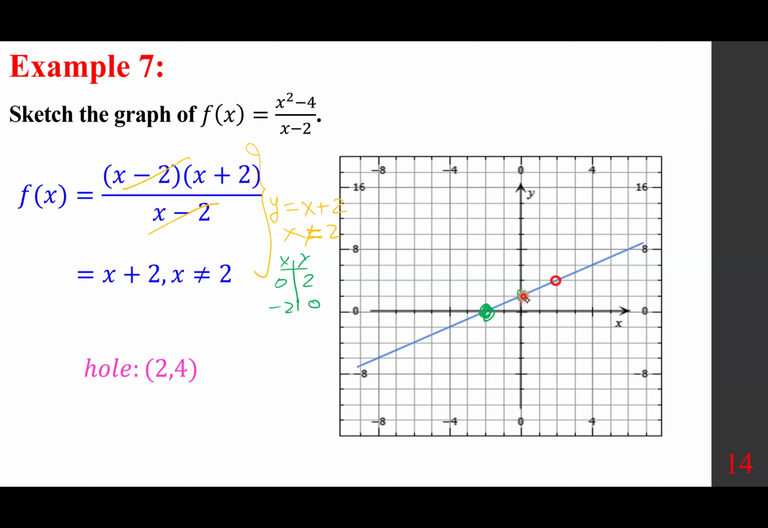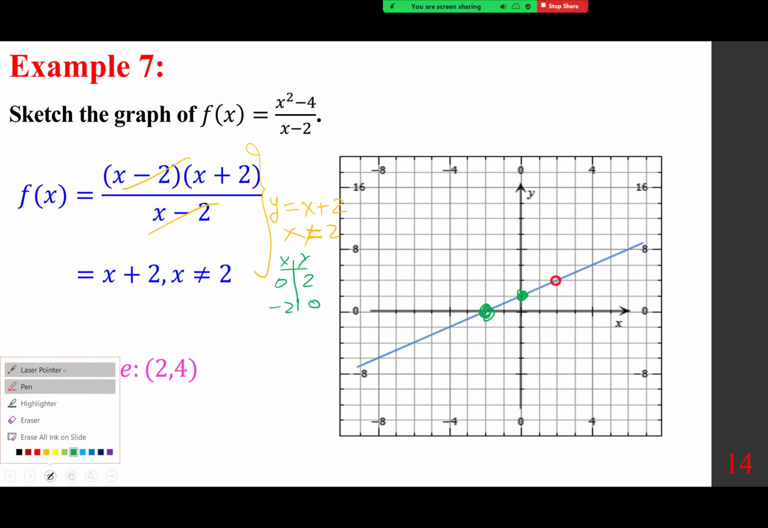So it's pretty straightforward, everybody. It's important to know not every rational function has asymptotes. In this case, it becomes an easy line with a hole. So again, how do you locate the hole? If you put what it cannot be in there, it gives you the pair. All right.